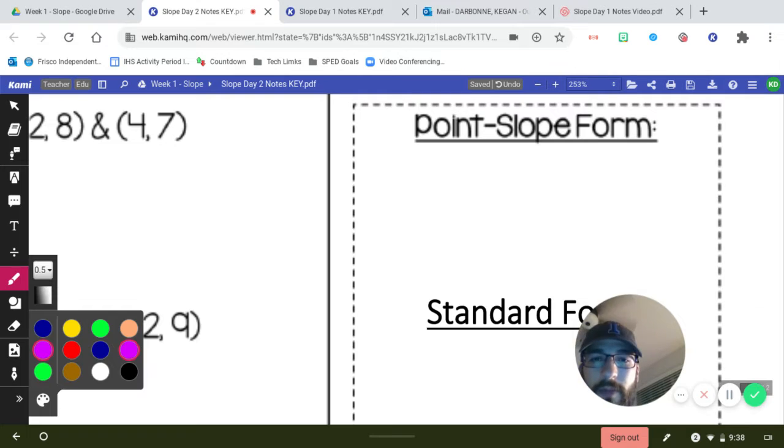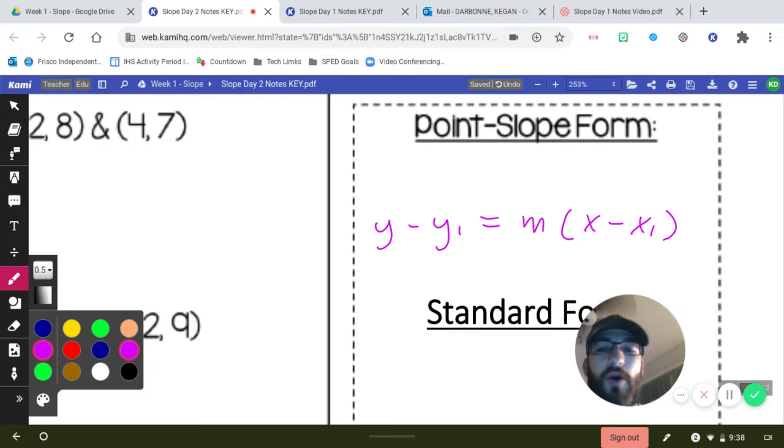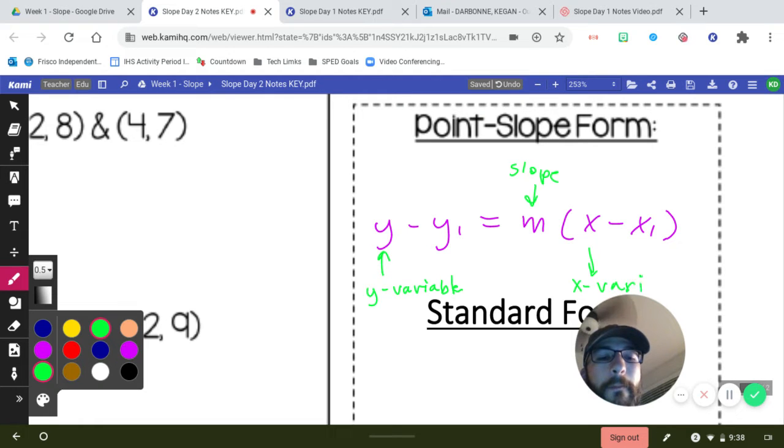The next equation is what we call point-slope form. So point-slope form, y minus y1 is equal to m times (x minus x1). So once again, x and y are our x variable and y variable. M, of course, is our slope. X, our x variable. And then x1 and y1 are that x value and y value from our first point, if we have a point to work with in our equation.